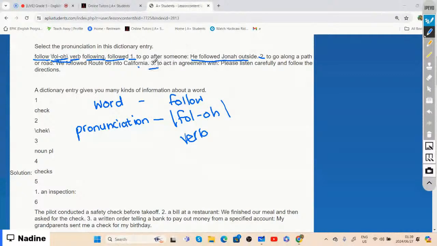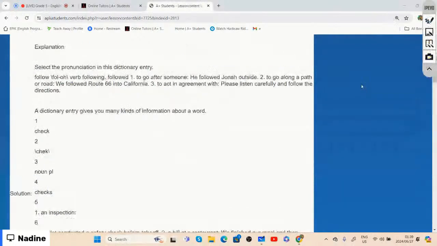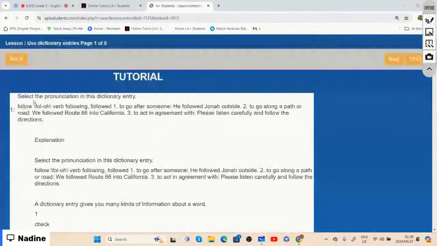And the third meaning is to act in agreement with. An example is: please listen carefully and follow the directions, right? So now they want us to identify. Here it says select the pronunciation in this dictionary entry. What is the pronunciation in this dictionary entry?